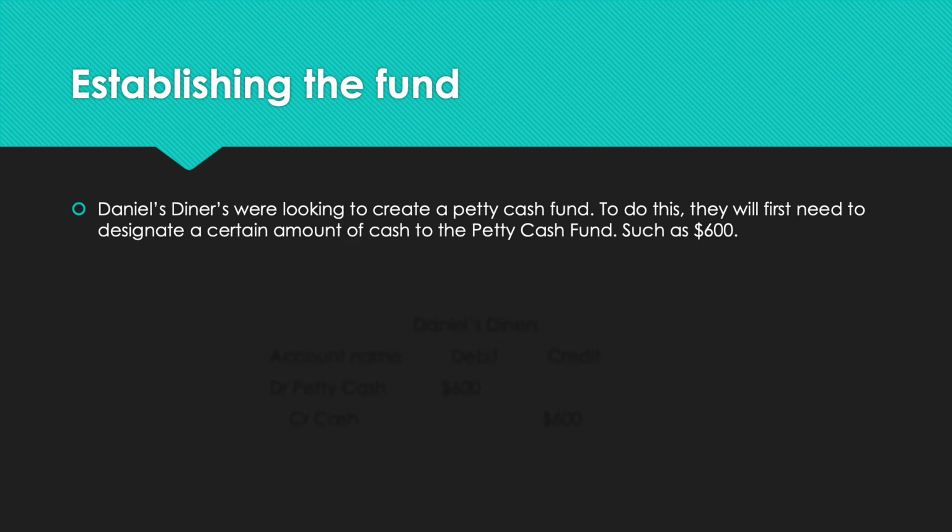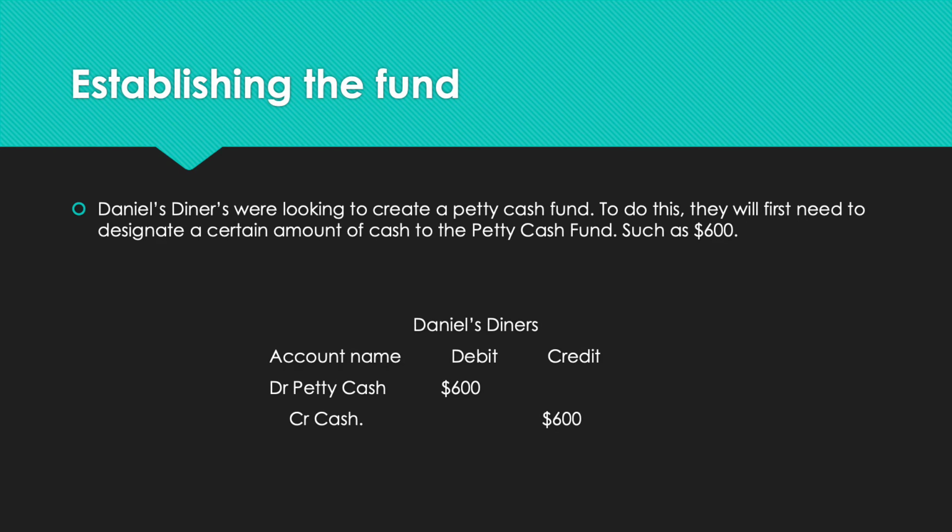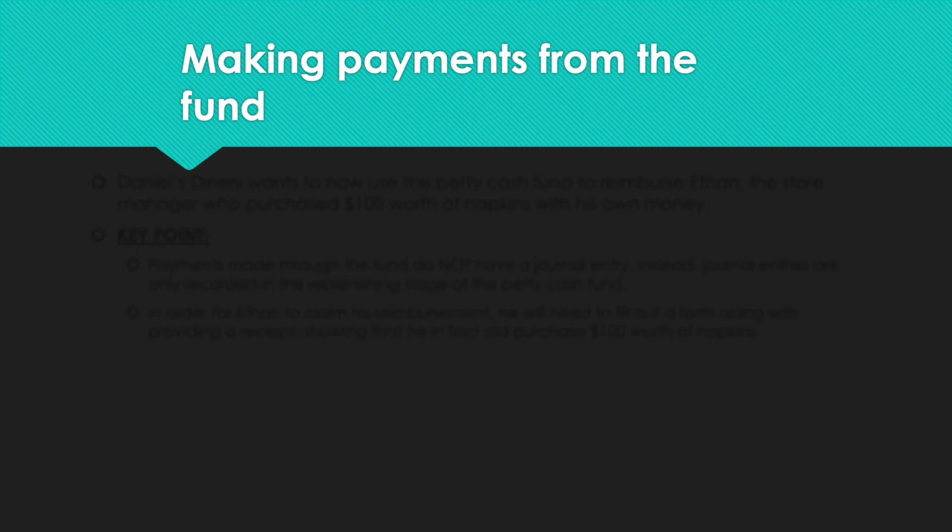To do this, they will first need to designate a certain amount of cash to the petty cash fund, such as $600. Since the petty cash account is an asset, Daniel's Diners will debit $600 to the petty cash account and then credit $600 from the cash account. Since both petty cash and cash are assets, they ultimately cancel out, meaning the assets equals liabilities plus equity is unaffected.